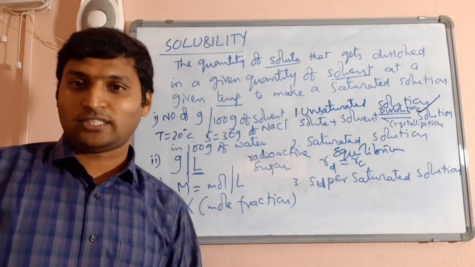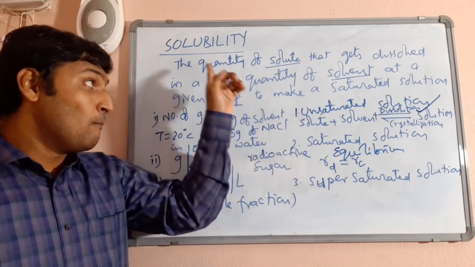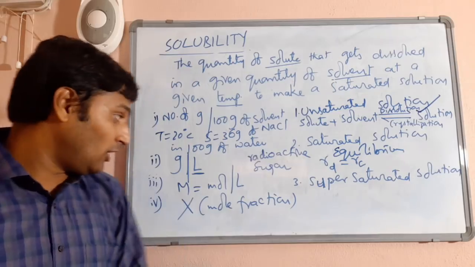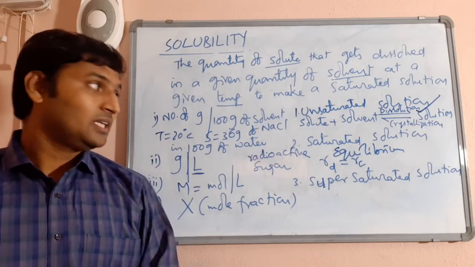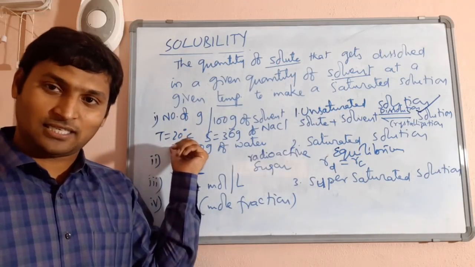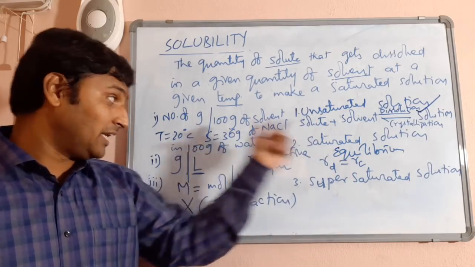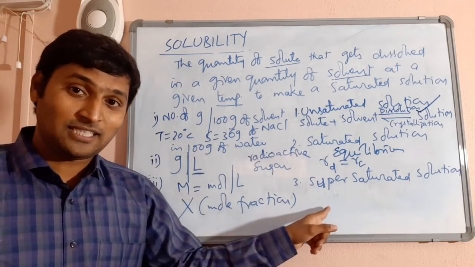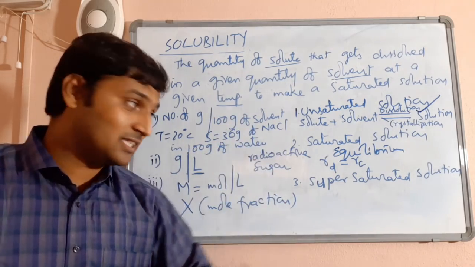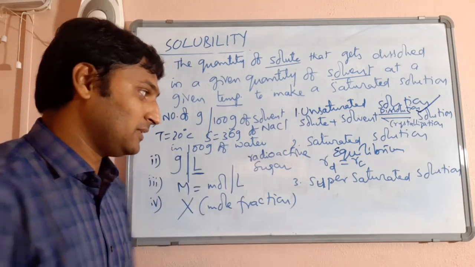Now comes the supersaturated solution, a solution in which more quantity of solute than its solubility is in its dissolved state at a given temperature. In an unsaturated solution, less quantity of solute than its solubility at a given temperature is dissolved. In a saturated solution, the same quantity of solute as its solubility at a given temperature is dissolved. Now in a supersaturated solution, more amount of solute than its solubility is in its dissolved state. Now in a supersaturated solution, what happens?